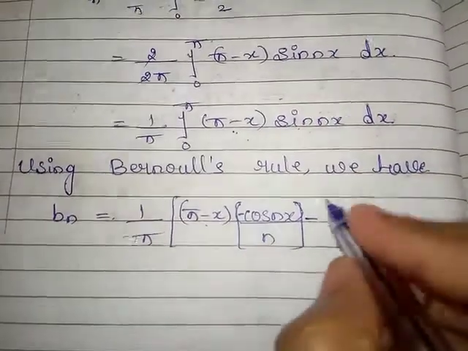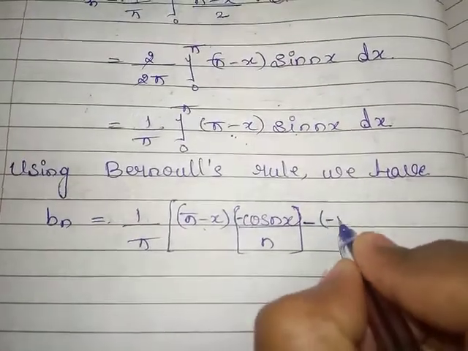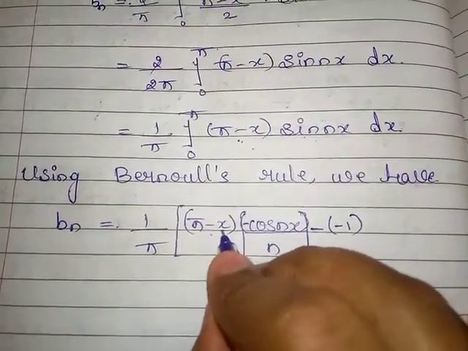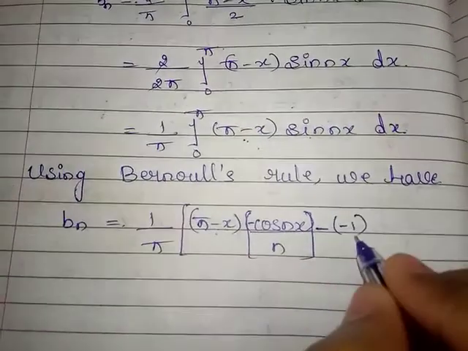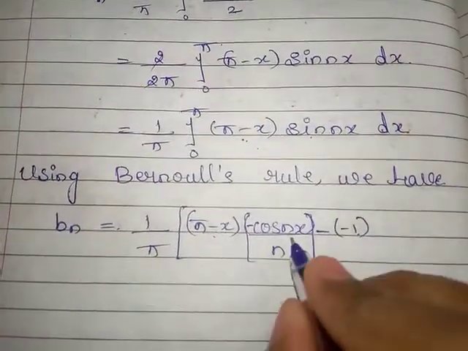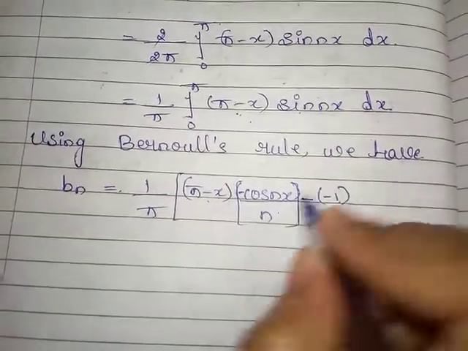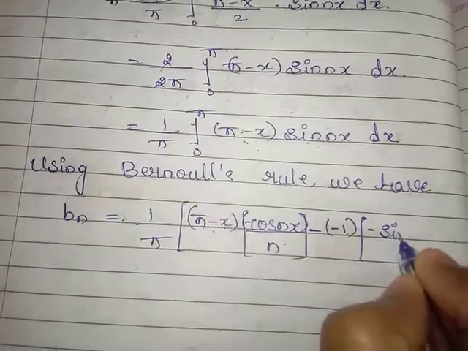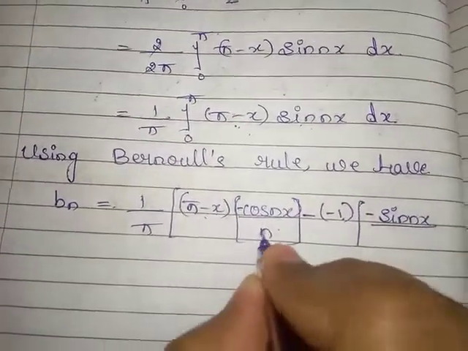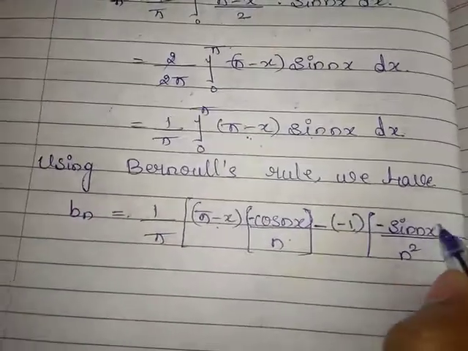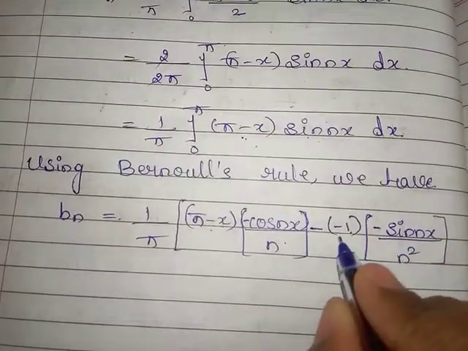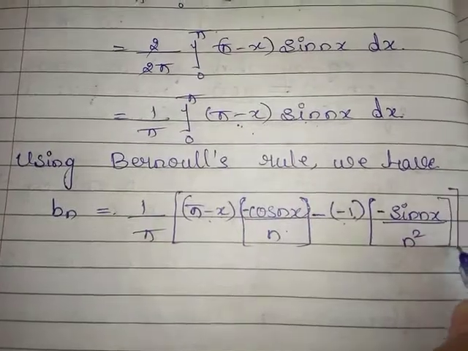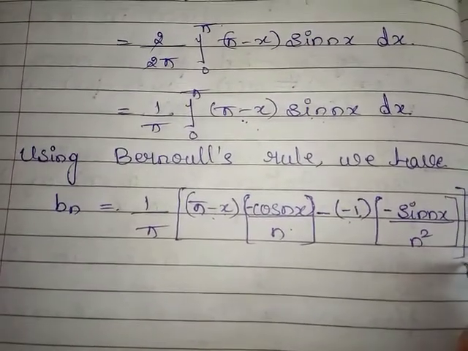Minus, now we differentiate this one. Differentiation of this one is minus 1. Pi is constant, differentiation of pi is 0, and differentiation of x is 1. Here we have minus, therefore it is minus 1. Then again integrate this one. We get minus, as it is, sin nx divided by n into n, which is n square. The next term will be 0, because when you differentiate this minus 1, it will be 0. So stop the process here only.